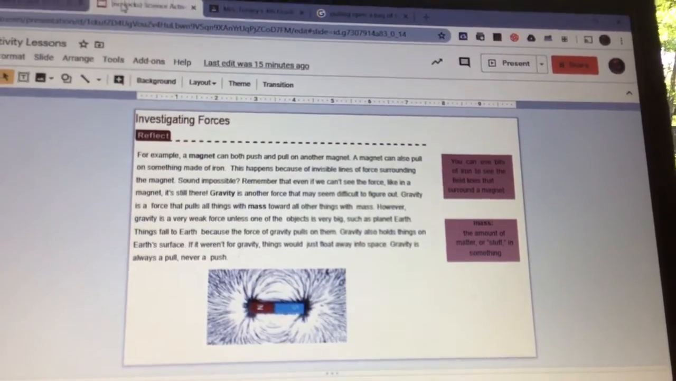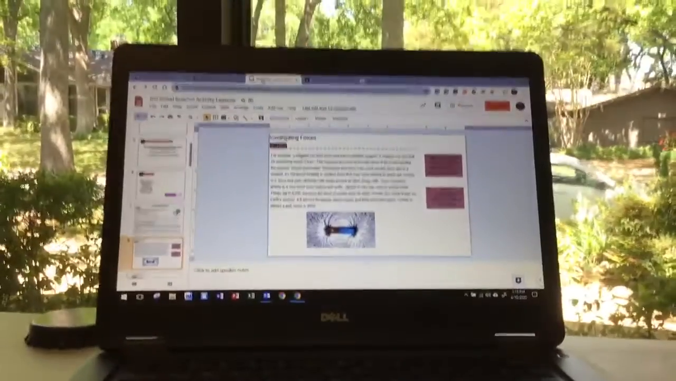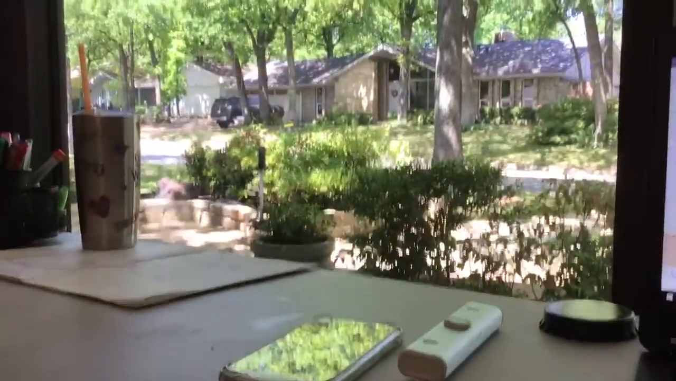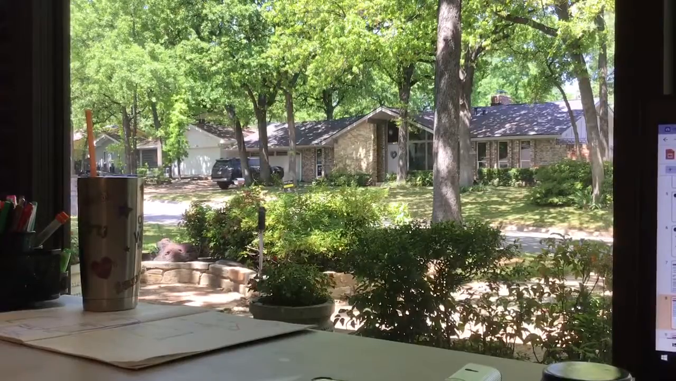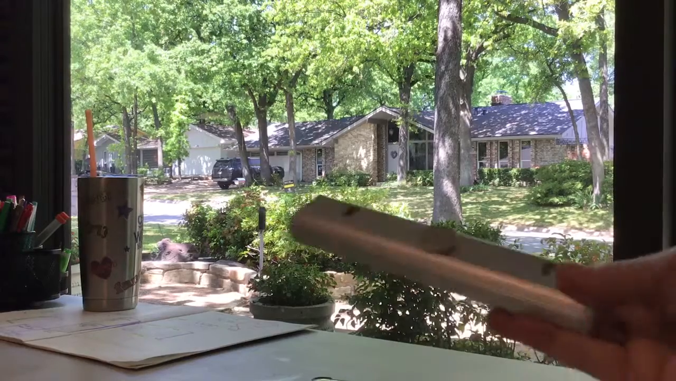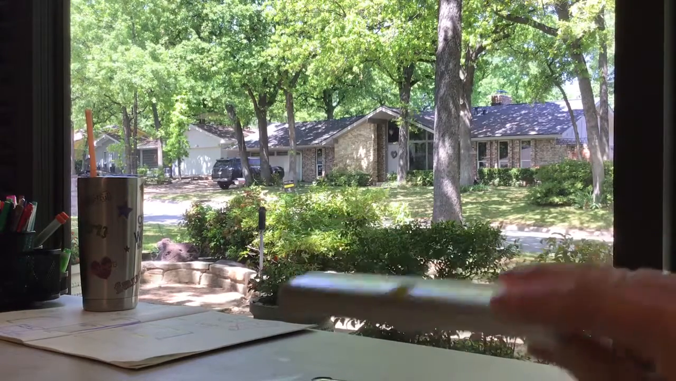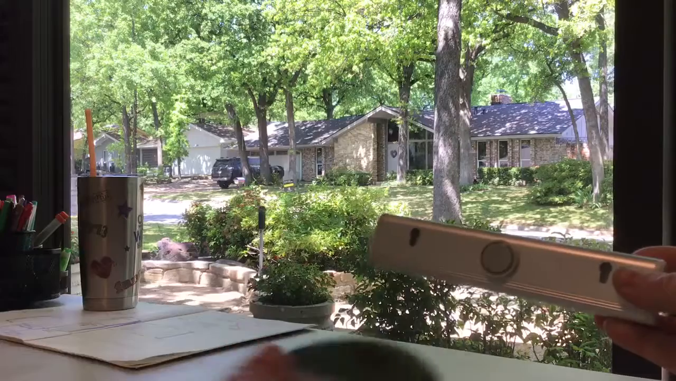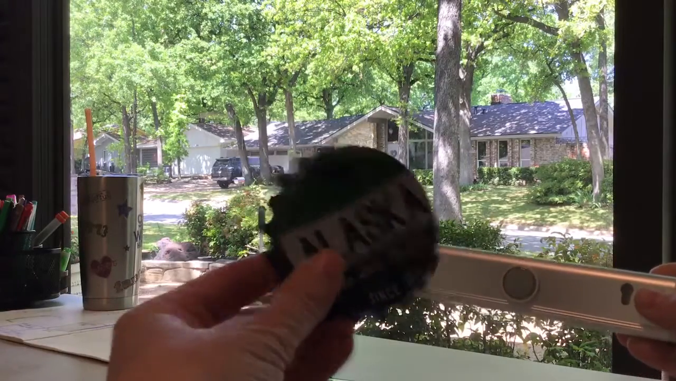Gravity is another force. Oh, I guess I was going to show you. I do have some magnets here. All right, let me prop this up. I have a couple of magnets. This is the one that I used last week, and it's got a light on the other side. I keep this on my refrigerator. And then here's my magnet from when I went to Alaska.